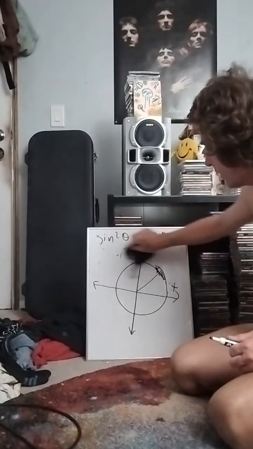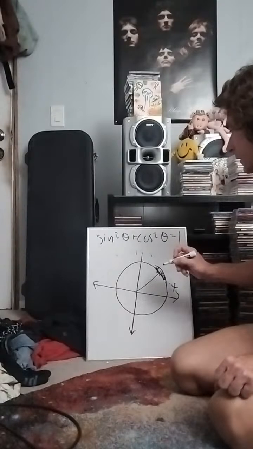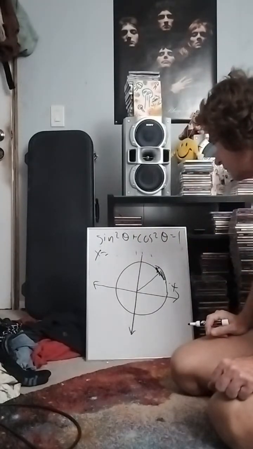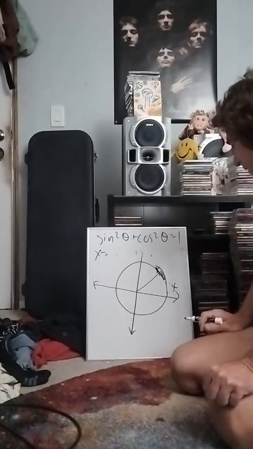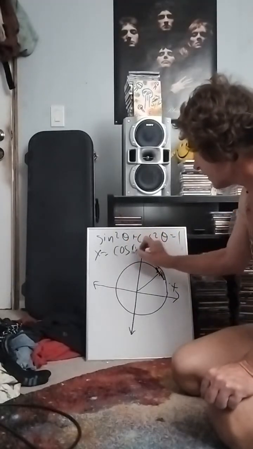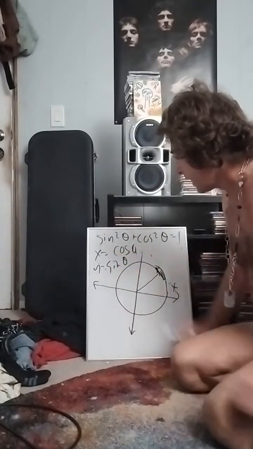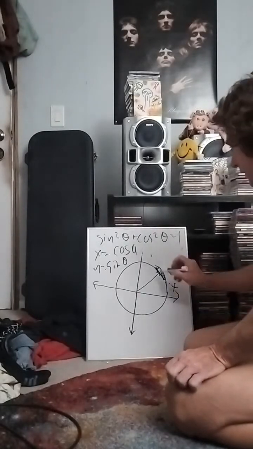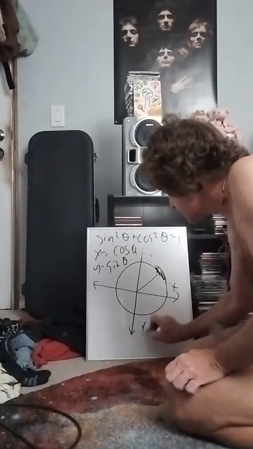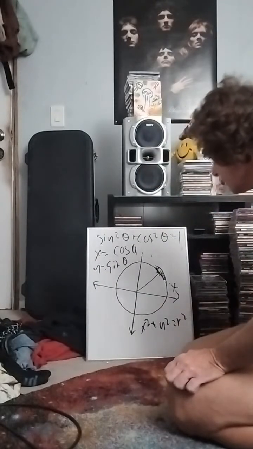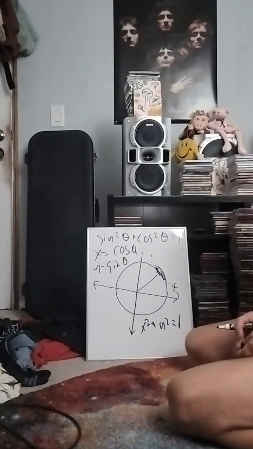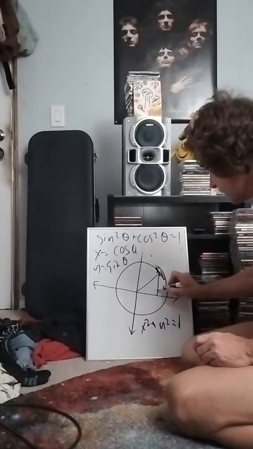x can be cosine theta and y can be sine theta, and therefore the equation of a circle, which is x squared plus y squared equals r squared, in this case r is 1, so I'm going to write 1, is an equation of a right triangle.